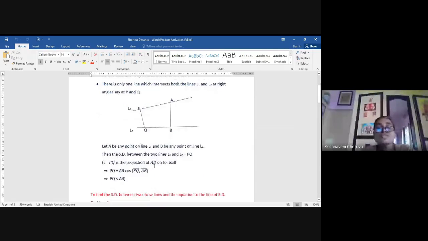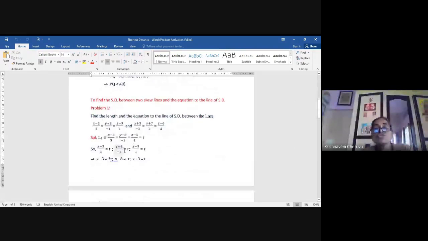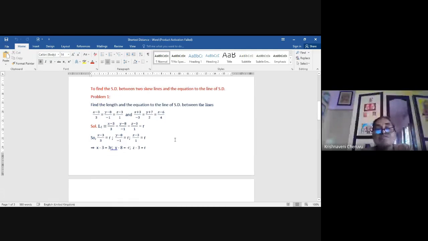So this problem has got two steps, girls. You were given two lines, both in symmetric form. You are going to find out the distance between these two lines. Distance means shortest distance, and also the equation of the line of shortest distance. So let me first take the first line. First line, let us denote it by L1, and you equate all these ratios to R.